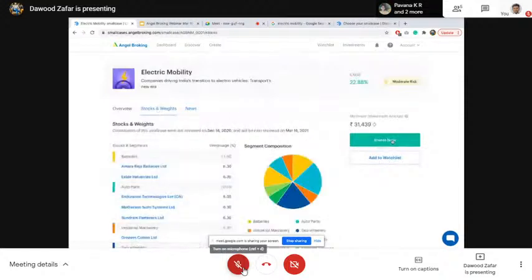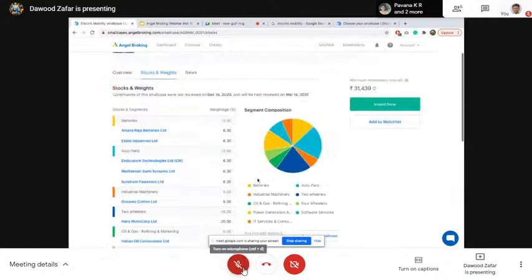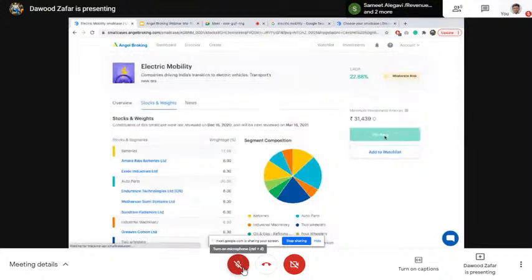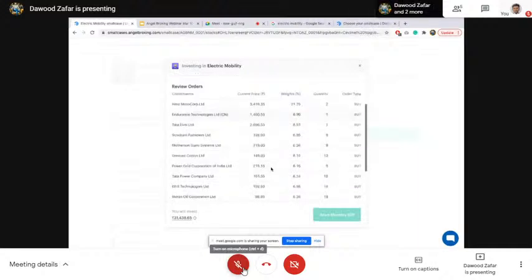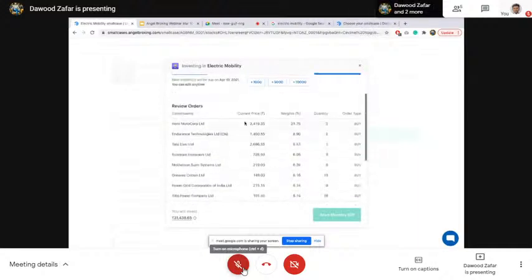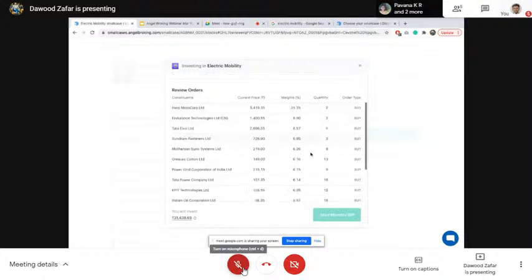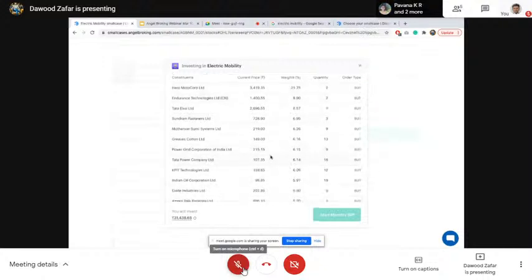Let's assume that I like this and I want to invest. I'll have to click on invest now. There are some 13 stocks. I'll have to review this. This is the current price of the stock, these are the weights, this is the quantity, and this is what order type I am doing over here.